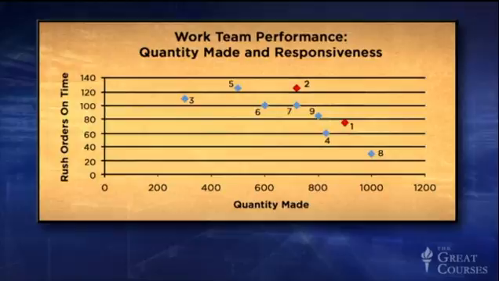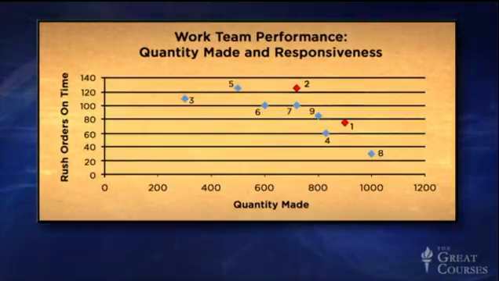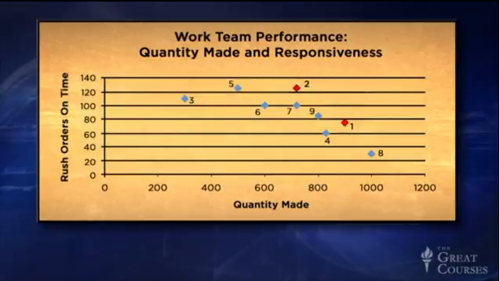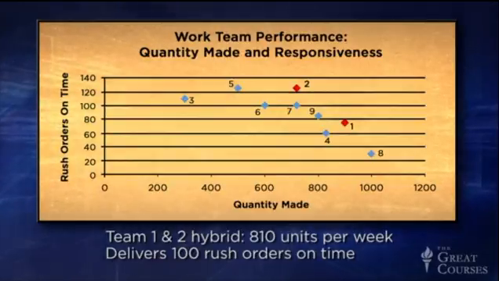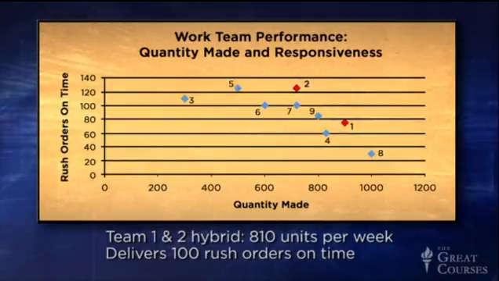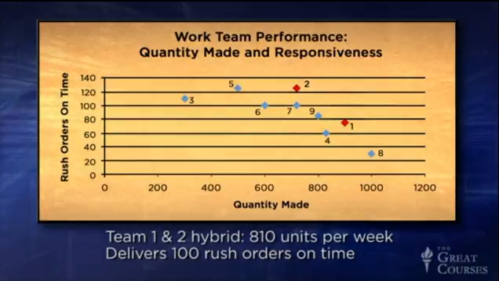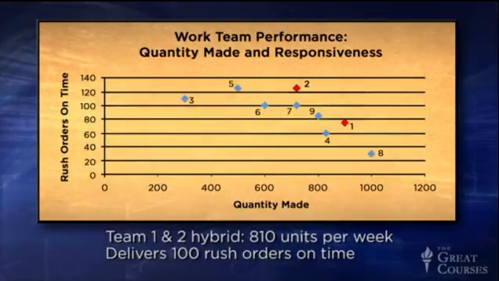Okay? Let's recap. We just created a virtual team, an imaginary blend of two real teams. This hybrid uses the same resources as Team 9, but it makes 810 units per week, not 800, and it delivers 100 rush orders on time, not 80. So, the hybrid uses the same resources as Team 9, but it outperforms it in both respects, productivity and responsiveness. Conclusion? Team 9 is inefficient when compared to this mix of Teams 1 and 2.